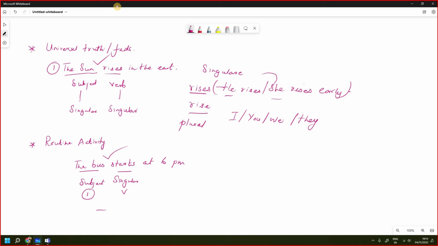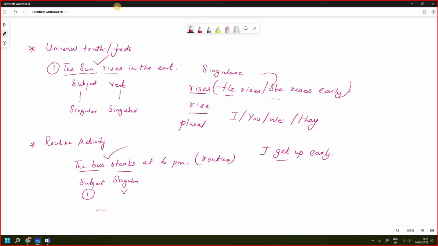But what you have to understand here is I'm telling the bus starts at 6 p.m. So I'm talking about a routine. I'm talking about a daily happening. Regularly happening things are written using simple present tense. For example, I get up early. Every day you get up early. That means a regular routine.